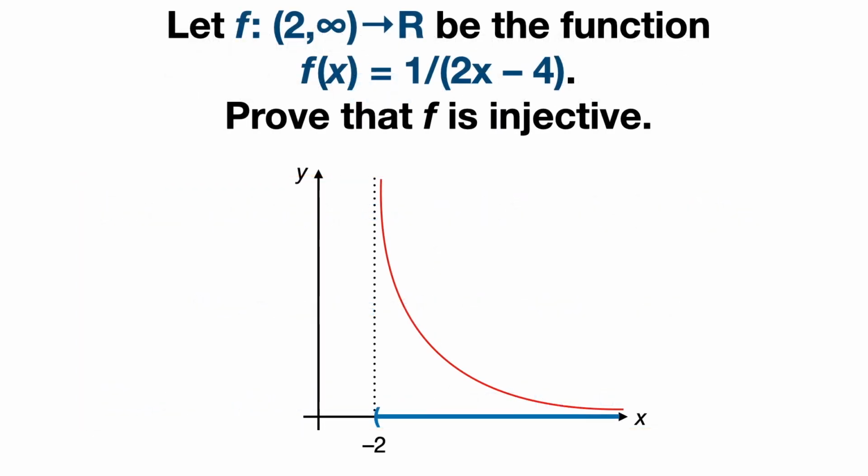Let's look at a concrete example. Consider the function f in which the domain is the interval from 2 to infinity and the codomain is the set of real numbers. The function is given by the formula 1 over 2x minus 4, and here is a graph of the function. Notice that every horizontal line crosses the graph 1 or 0 times, and so the horizontal line test tells us that f is 1-to-1. But that's not a proof. Let's give a rigorous proof that f is injective.